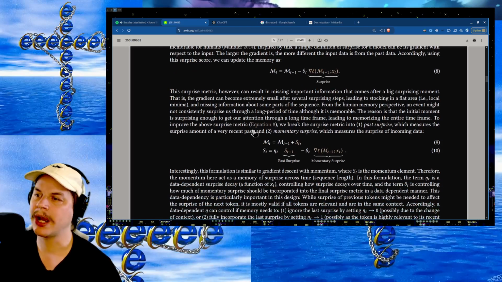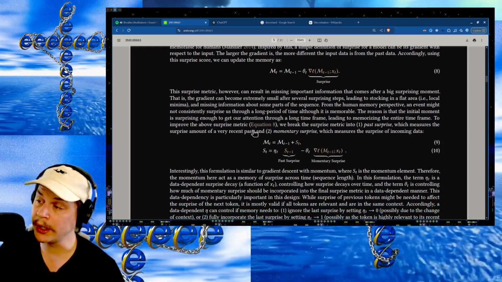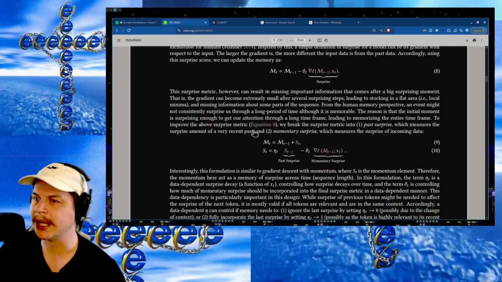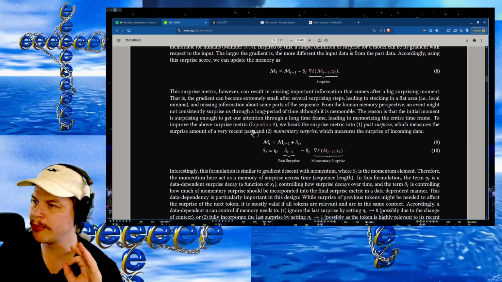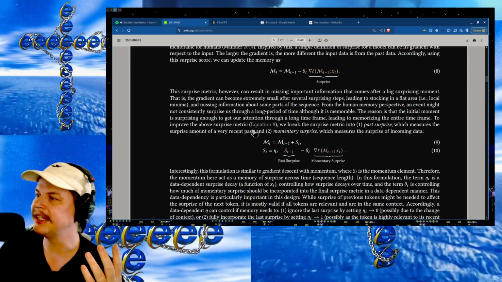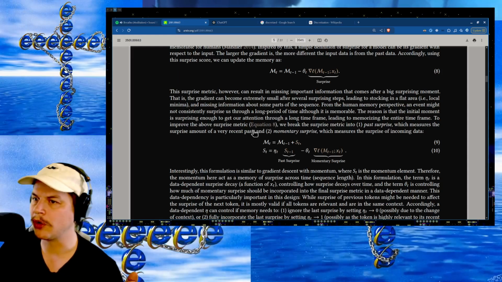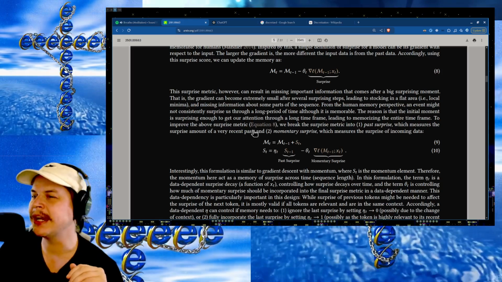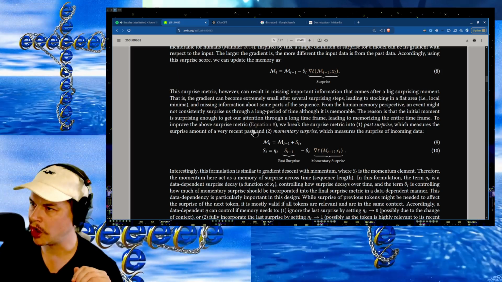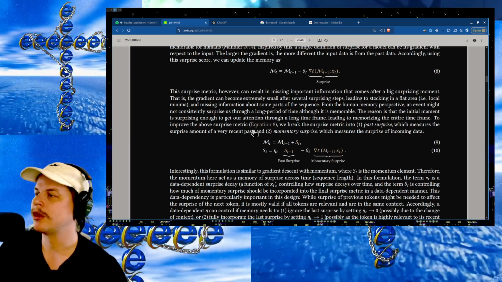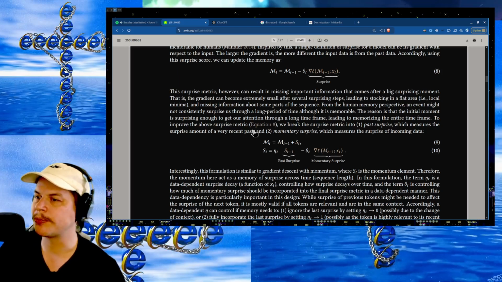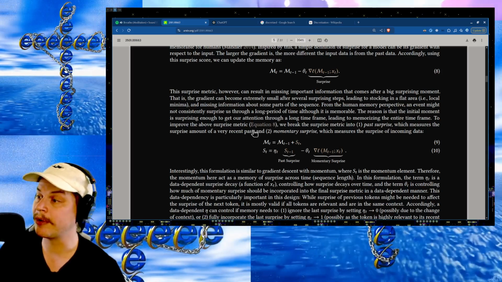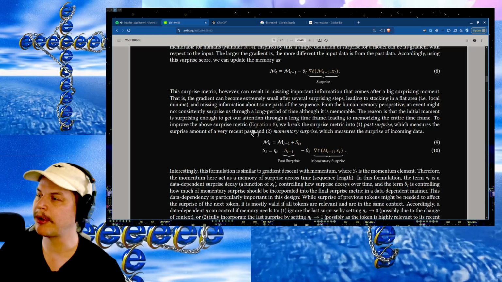This surprise metric, however, can result in missing important information that comes after a big surprising moment. That is, the gradient can become extremely small after several surprising steps, leading to getting stuck in a flat area, local minima, and missing information about some parts of the sequence. From the human memory perspective, an event might not consistently surprise us through a long period of time, although it is memorable. The reason is that the initial moment is surprising enough to get our attention through a long time frame, leading to memorizing the entire time frame.